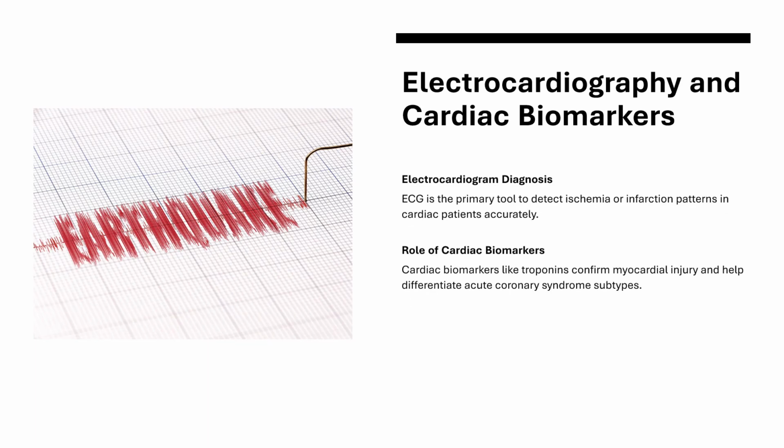For electrocardiography and cardiac biomarkers, ECG is the primary tool to detect ischemia or infarction patterns in cardiac patients accurately. Role of cardiac biomarkers: cardiac biomarkers like troponin confirm myocardial injury and help differentiate acute coronary syndrome subtypes.